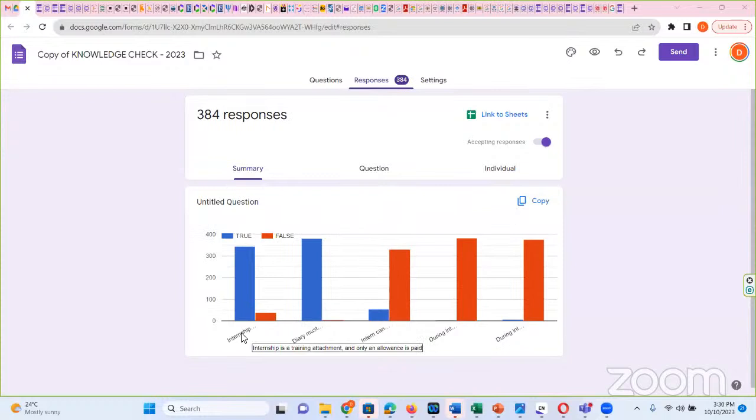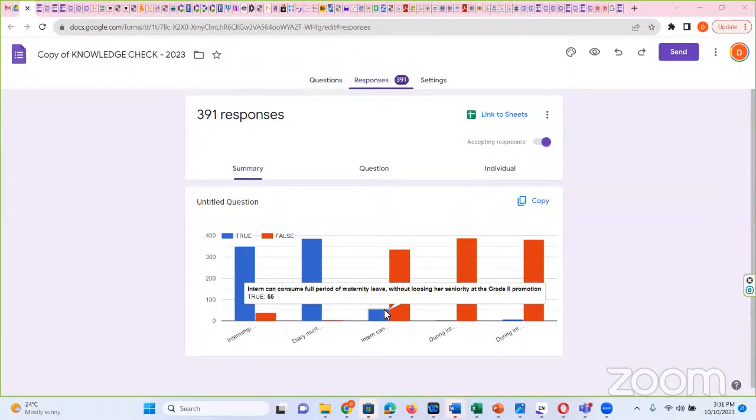So the questions are: internship is a training attachment and the allowance is paid. Yes, it's true. Very good. But 39 people said false, so for those people, please remember. Diary must be maintained during the internship. Yes. Only 4 people say that the diary must not be maintained. That is wrong. So those 4 people had better not get entangled in a disciplinary process, right?